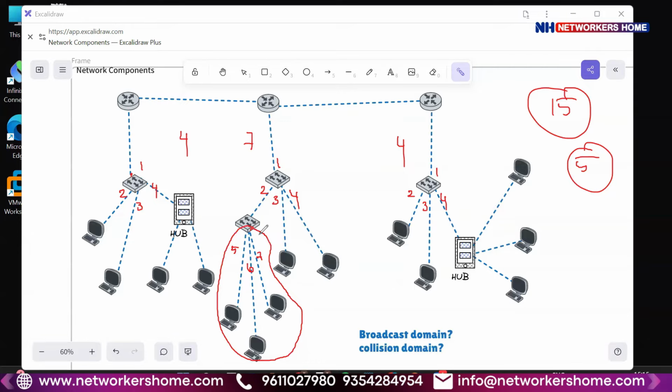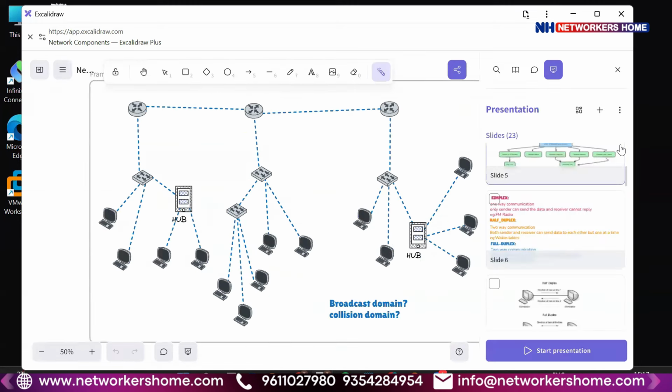You said how much? 13, you said. How did you get that? This one you got correct, but here you have taken 3 only. You did not calculate this part. But it is connected to a switch, so you have to take it as 1. I think this way you left 1. This also you left 1. That's a mistake you made. Now you have an idea how to calculate it.